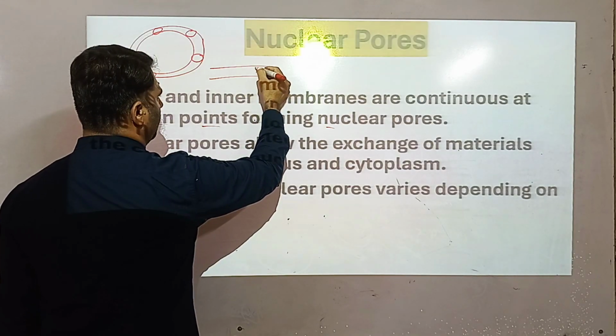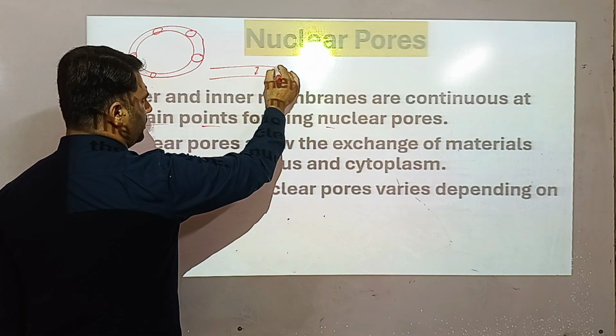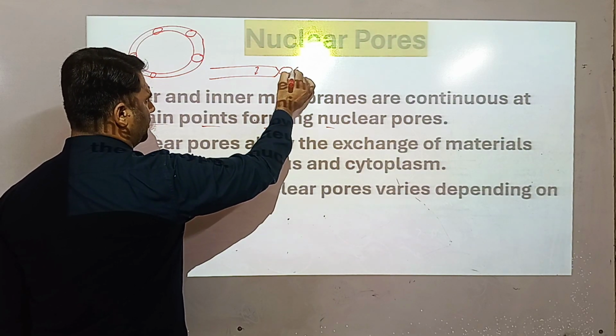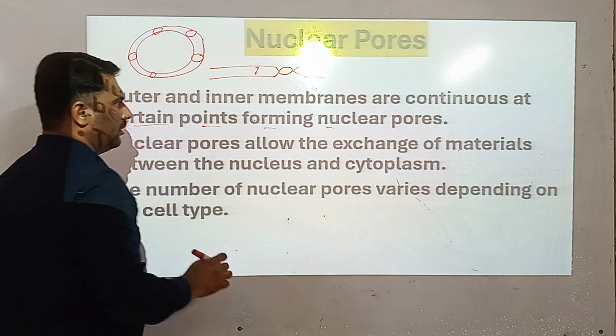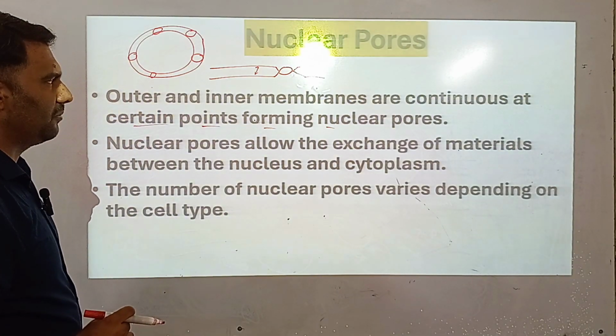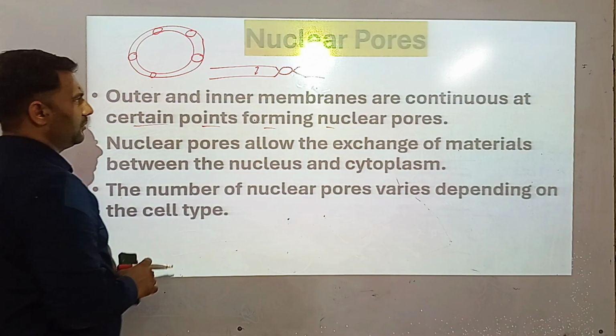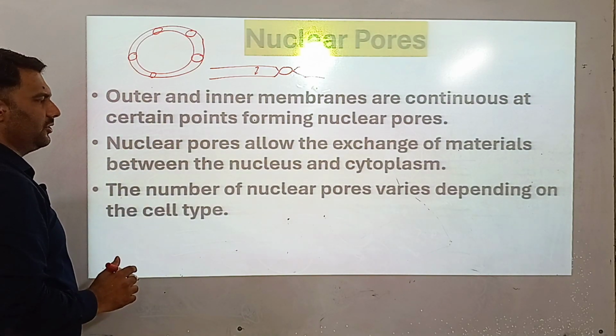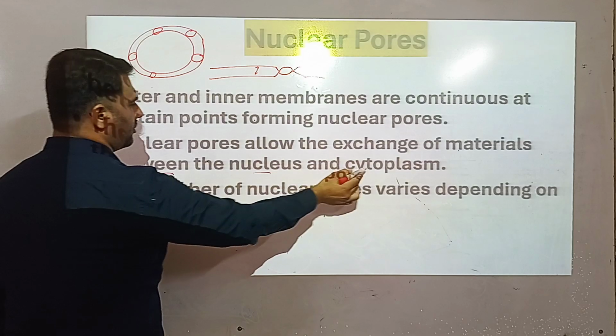It is present at a distance. These membranes are attached at the point where the nucleopore is present. So this is the point. The two membranes remain separate, but when there is a nucleopore, the membranes join at that point. And the nuclear pore allows the exchange of material between the nucleus and the cytoplasm.